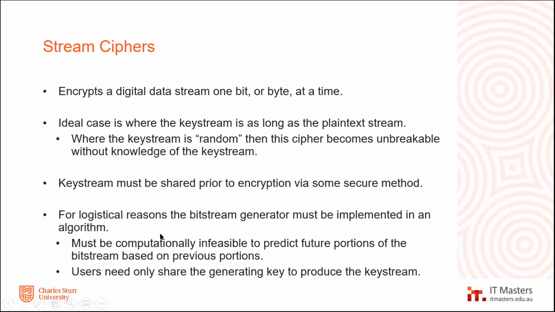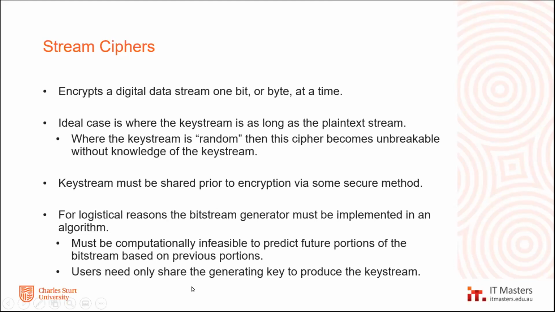Now, for logistical reasons, in other words resource reasons, time reasons, the bit stream generator, the generator that converts things into bits and streams them through the cipher, has to be implemented in an algorithm. So we're not going to do it by hand, or in a non-algorithmic way. The important points are that it must be computationally infeasible to predict future portions of the bit stream based on previous portions. In other words, you can't have some of the key stream and be able to predict what our future part of the key stream is going to be. It's got to be random enough that you can't guess what it could be. So it's not predictable.